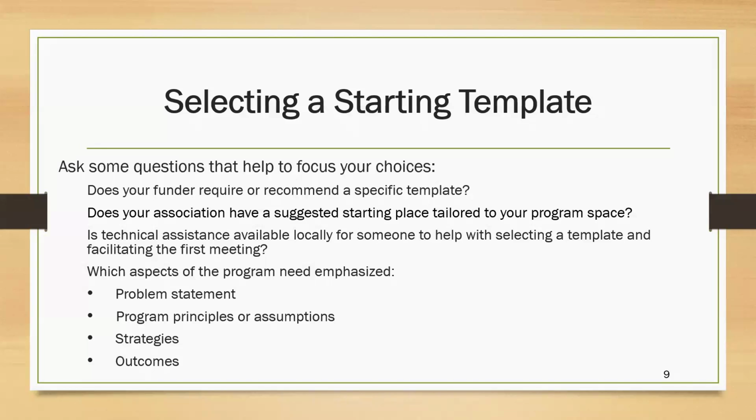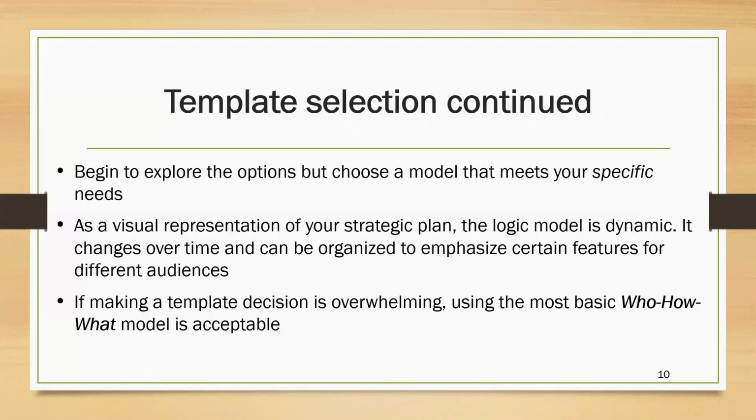Does your association have a suggested starting place tailored to your program space? Is technical assistance available locally for someone to help with selecting a template and facilitating the first meeting? Which aspects of the program need emphasis? Problem statement, program principles or assumptions, strategies, outcomes, or all of that?